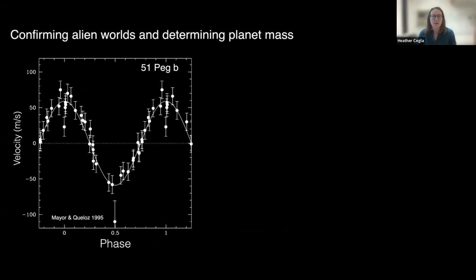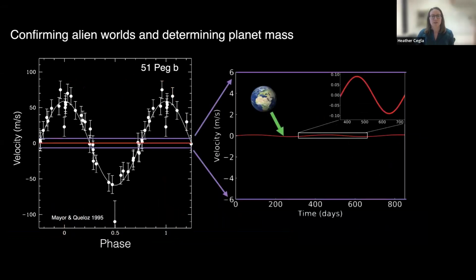So what is the magnitude of the scale we're looking at? Here's 51 Pegasi b, the quintessential hot Jupiter, the first one that we know about. Looking at the y-axis scale, the signal is about plus or minus 50 meters per second. If you zoom in, this is where we're looking if we're trying to find an Earth twin. This is the elusive 9 centimeters per second signal.